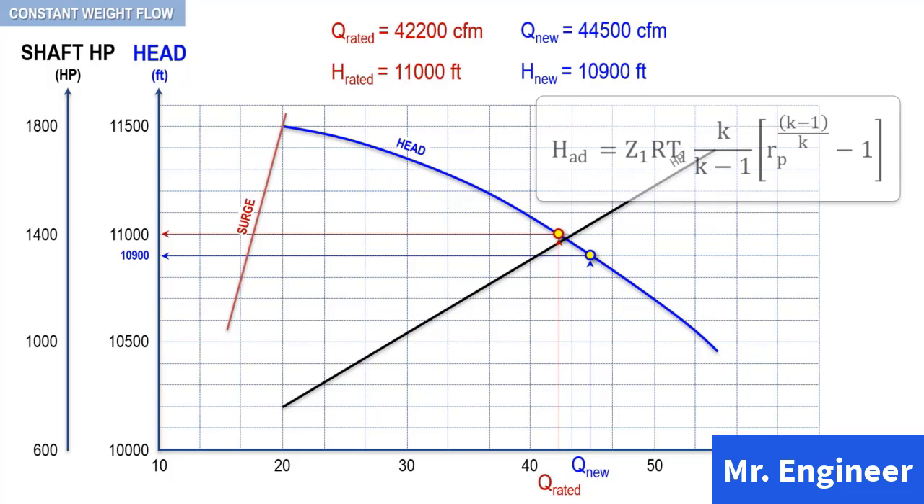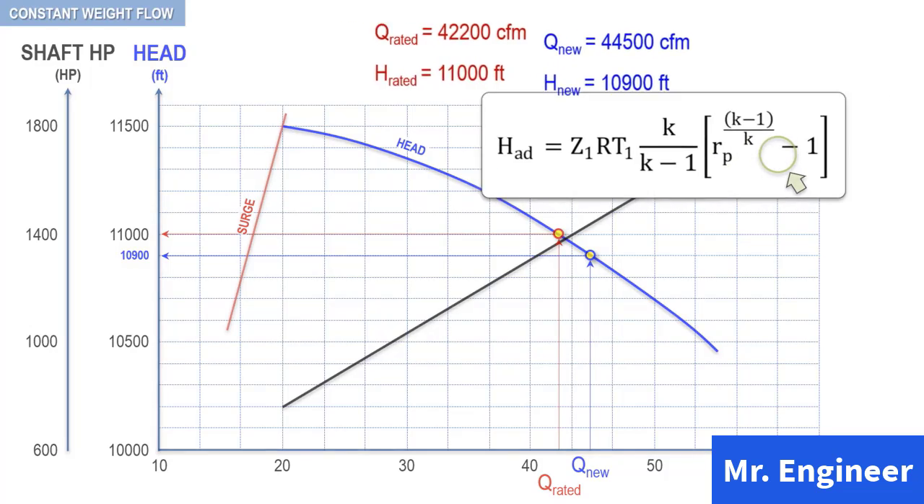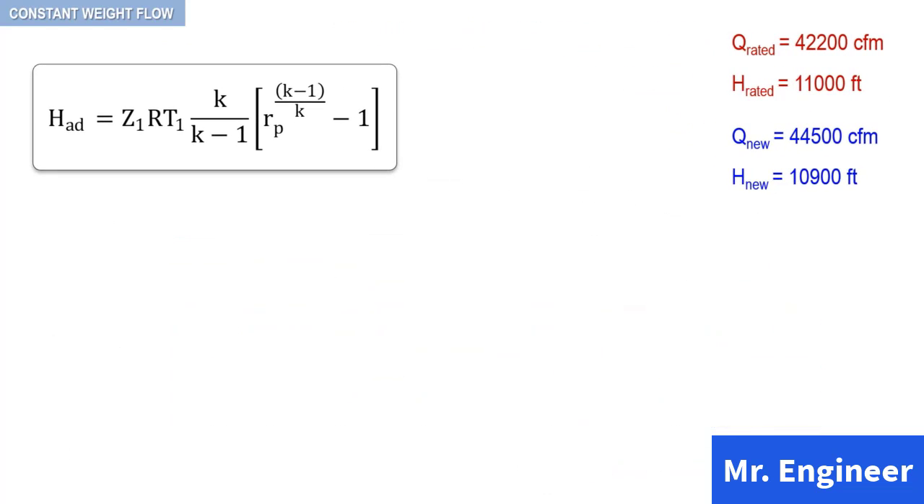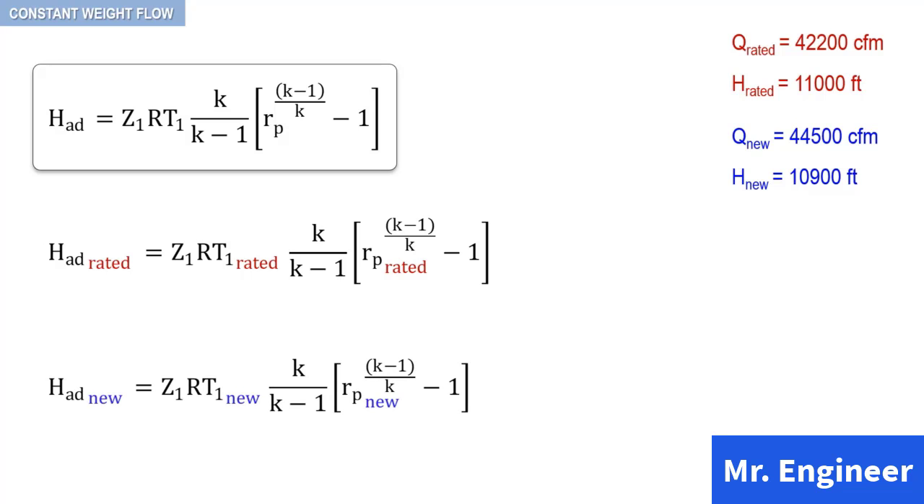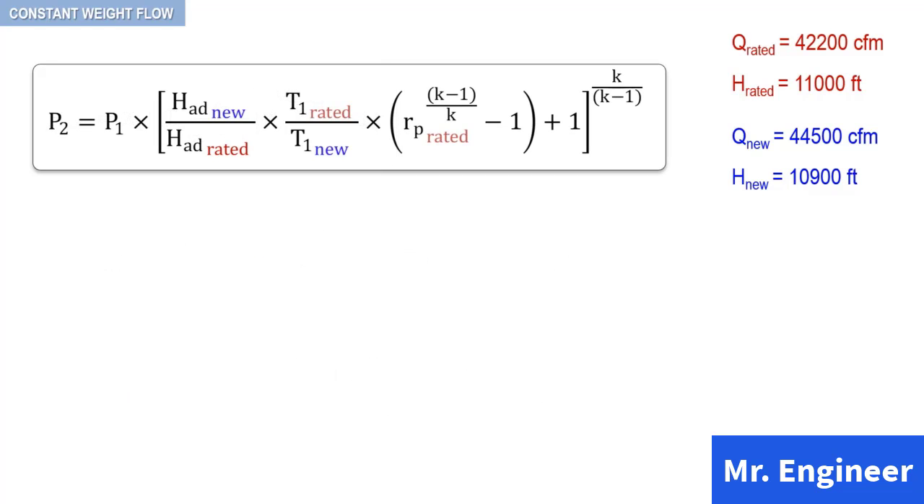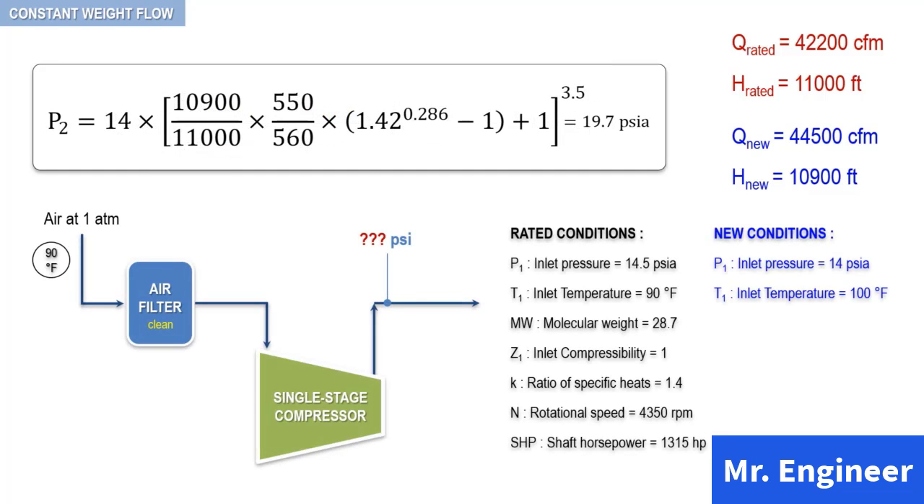From the head equation that you can see here, we can establish that the expression containing the rated pressure ratio is directly proportional to the adiabatic head and inversely proportional to the inlet temperature. Therefore, for the rated condition, we can write the following expression. And for the new inlet conditions, we can write the following. Now, dividing the second equation by the first equation will yield the following useful relationship in terms of pressure. Substituting for the known values, we can then calculate the new discharge pressure. In our case, it is equal to 19.7 psi.